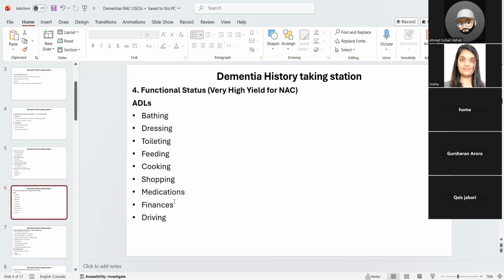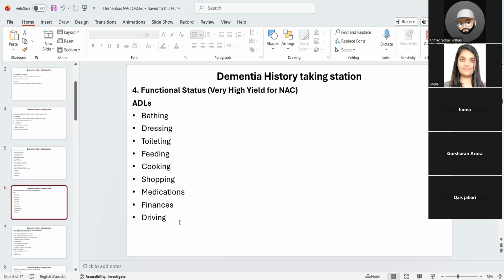Finances, again, it will also come in ADLs, and it comes in executive dysfunction too. Driving, same, it comes in visual spatial and also in daily living. Most people have to drive for work or for other reasons. So we can ask about all these, see where they have impairment.